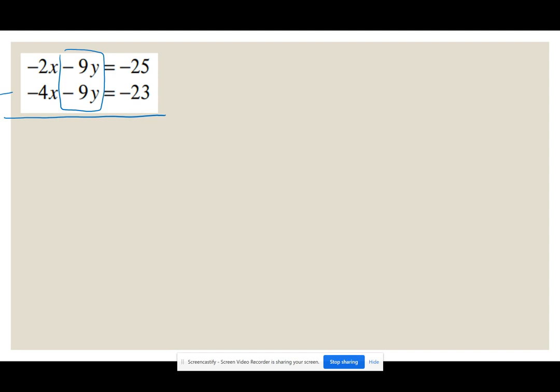Okay, so I see -2x minus -4x. When we have negatives side by side, they become both positive. So -2x's plus 4x's give me 2x's. Okay, we already know that -9y minus -9y are going to cancel out. Okay, and then again, we have -25 minus -23, so they become positives. -25 plus 23 is -2.